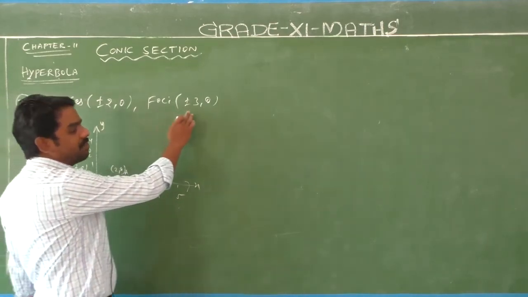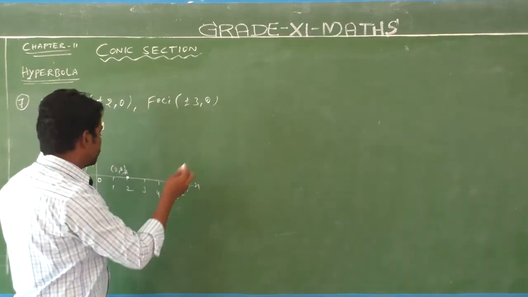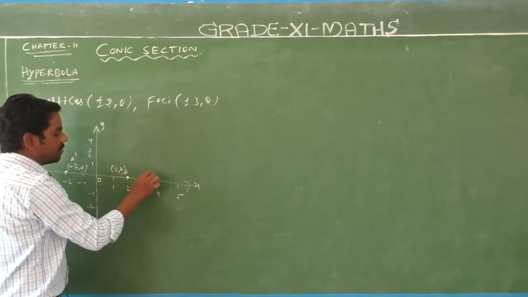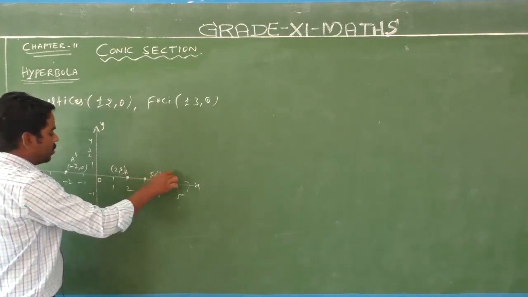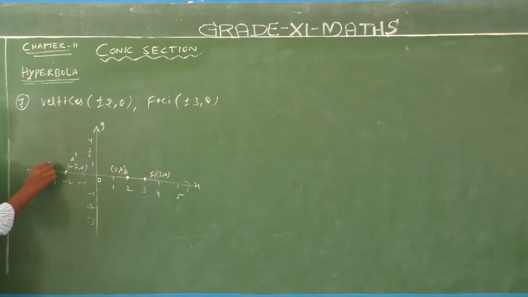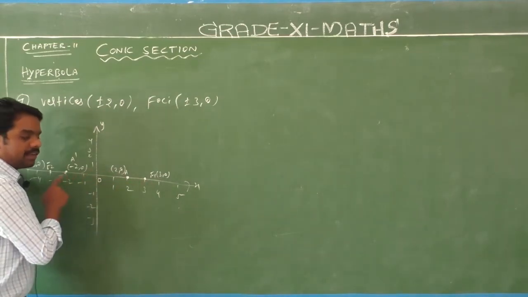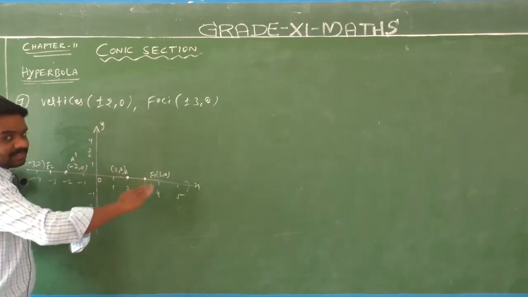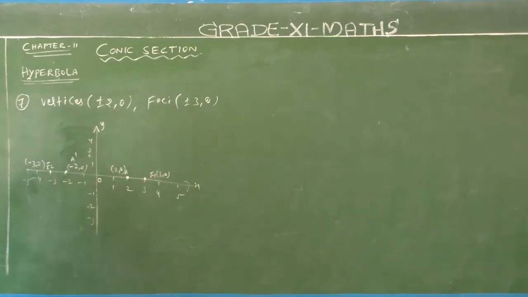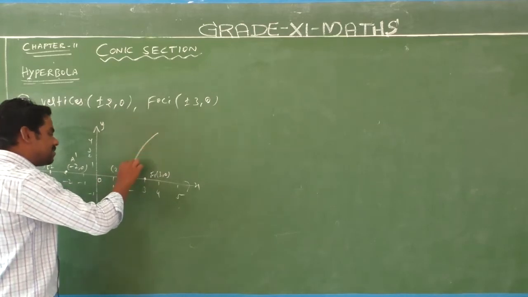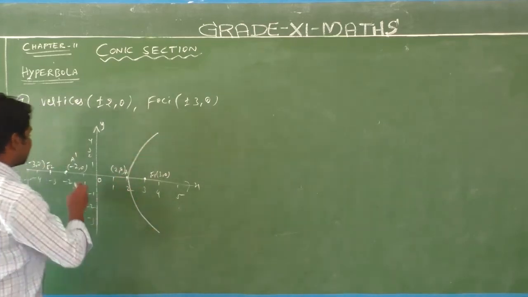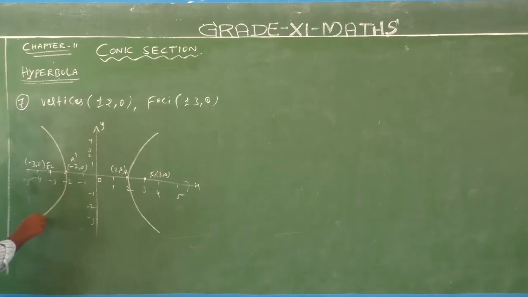The foci are given as plus or minus 3 comma 0. So (3, 0) is F1 and (-3, 0) is F2. Listen, the vertices A, A dash and the foci F1, F2 lie on the x-axis. So the hyperbola has its transverse axis along the x-axis.